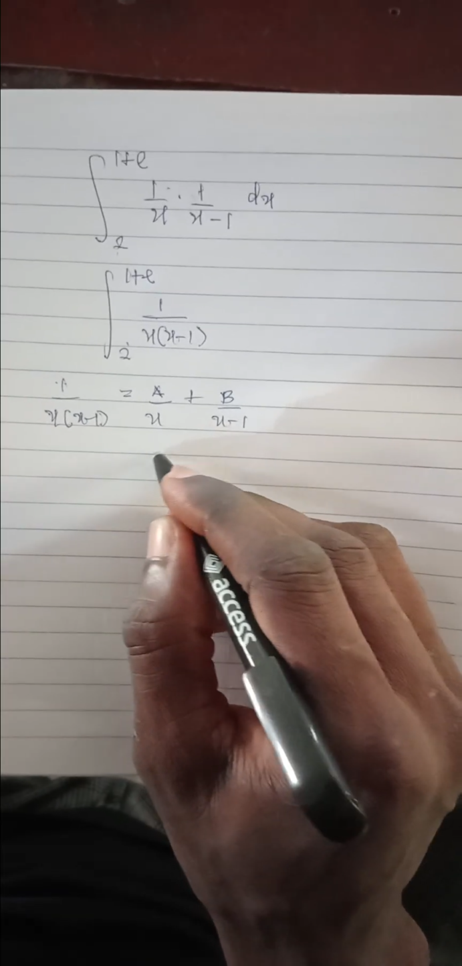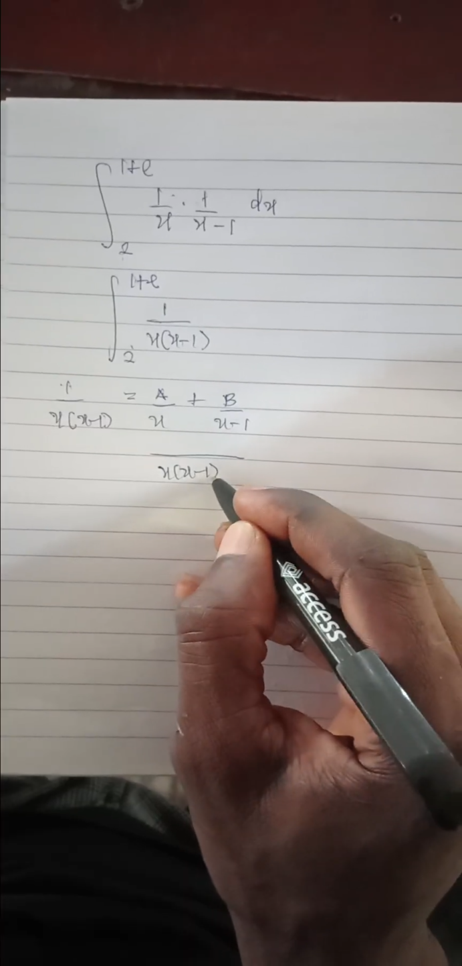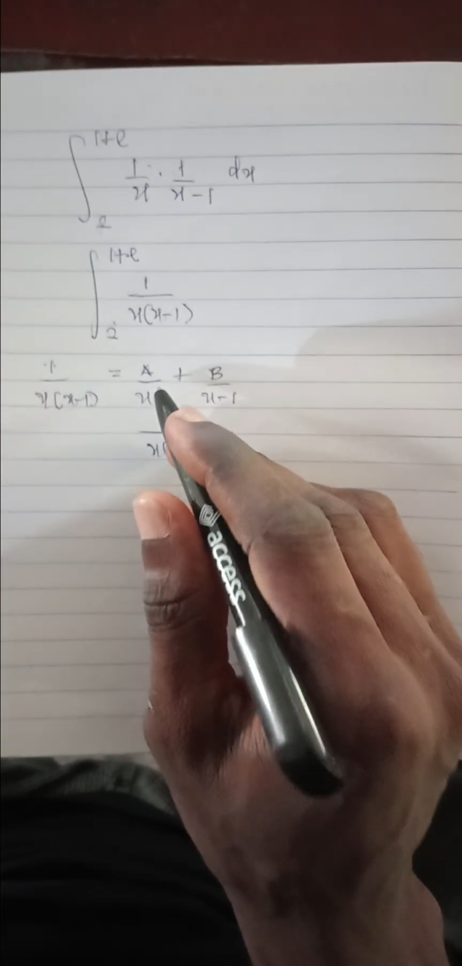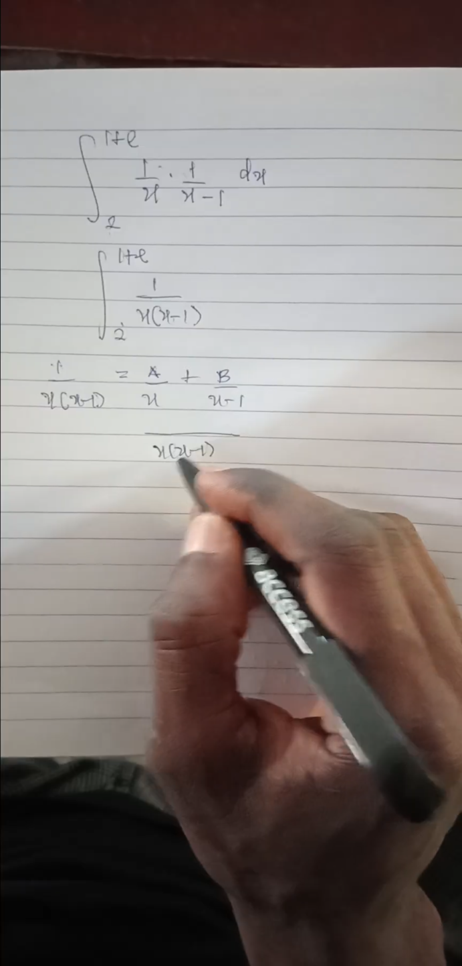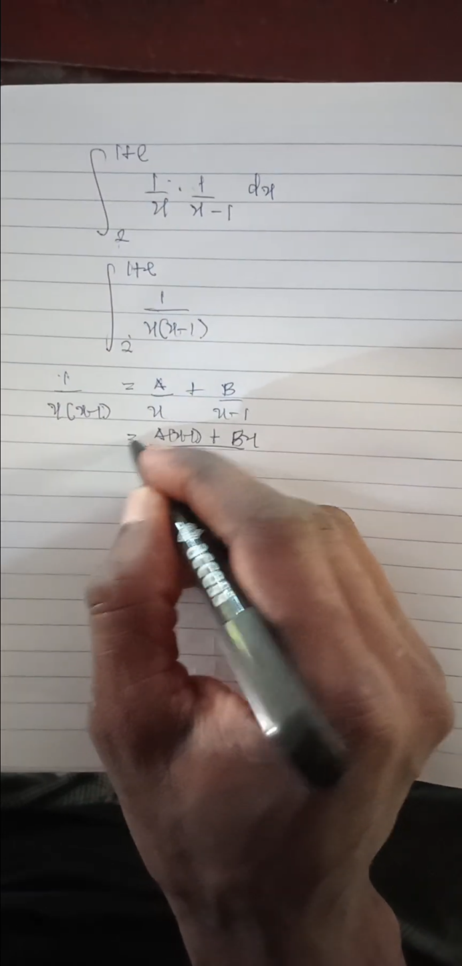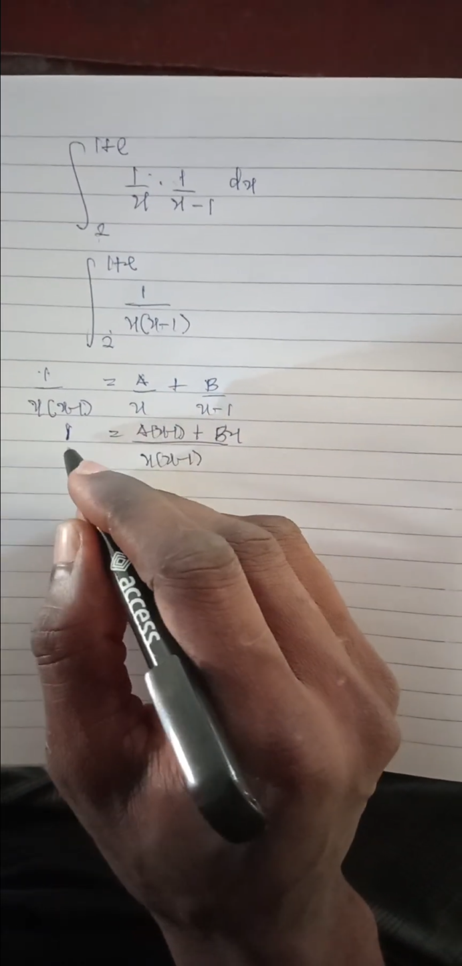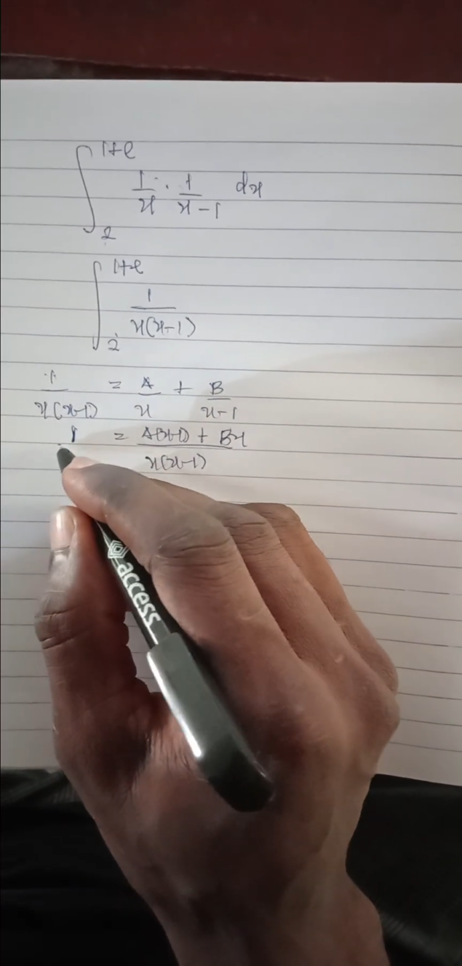What's our LCM here? So we factor out the LCM. LCM remains u into u minus 1. Don't forget that our target is to find the value of a and b. So u goes in there, we have a into bracket u minus 1, then plus bu, equals to 1. So don't forget, we're going to have 1 at this junction. So that is 1 over u into u minus 1.